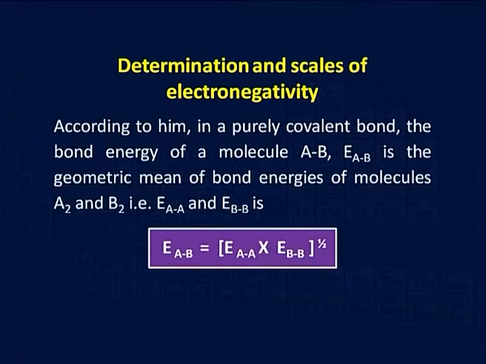So, this is equal to, that is the bond energy of molecule AB, that is E_AB, is equal to the product of the bond energies of molecule A2, that is E_AA, and the bond energy of B2, that is E_BB, and it is the square root of these values.